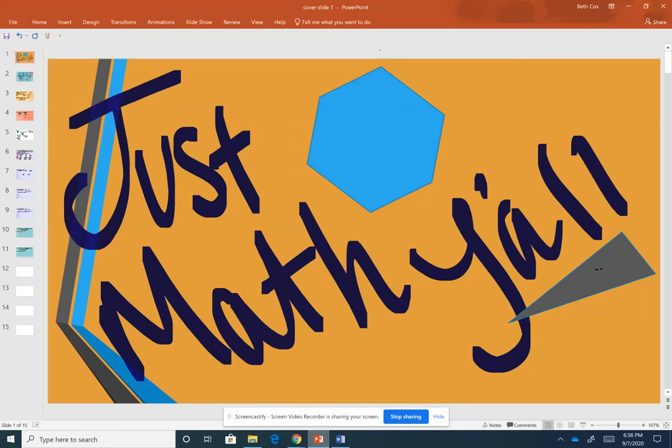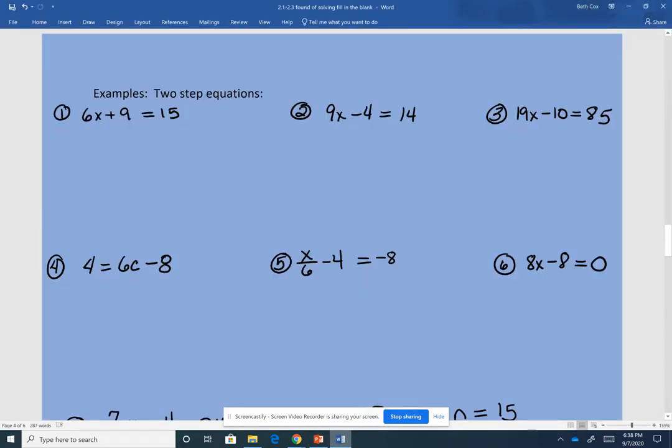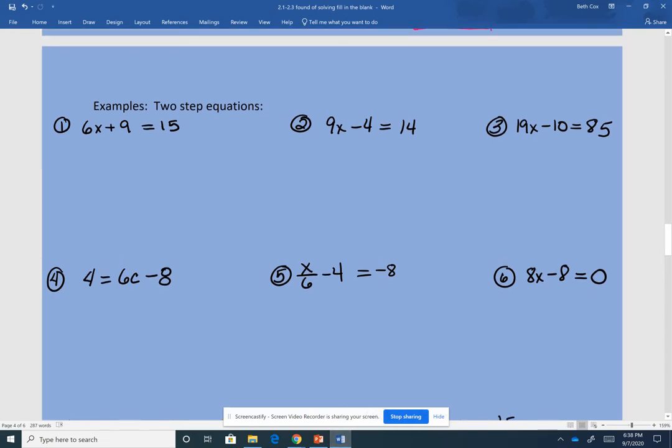We're going to do some two-step equations, examples of two-step equations. So here we go. All right, so we have 6 examples here on the screen. I recommend that you stop the video and copy these down and see if you can solve them. If you can, great. If not, please watch through and pay attention to what's going on.